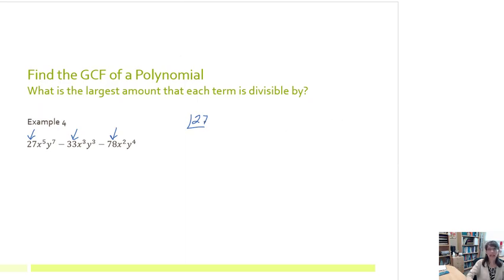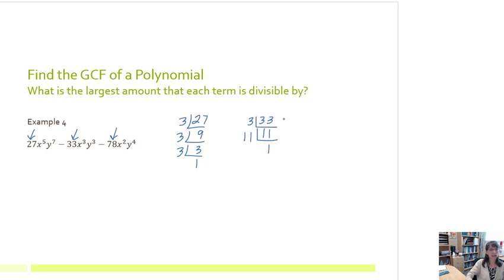So 27 is not even, so I'll start with division of 3. That leaves 9. Dividing by 3 leaves 3. And again, dividing by 3 leaves 1. Our next number is 33. Don't worry about the negative at this point. Just look at the coefficient 33. 33 is divisible by 3, leaving 11. 11 is also a prime number, so we can divide it by itself to get 1.